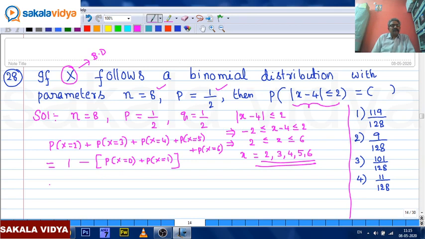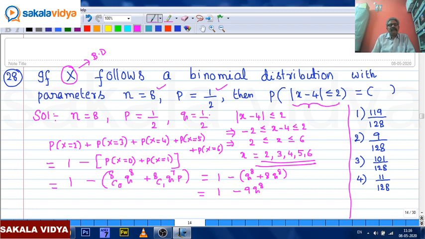This is better. So this will be 1 minus the probability of x equal to 0, which means n is 8, 8 C naught q to the power of 8, plus 8 C1 q to the power of 7 into p. 8 C naught is 1 only, q power 8, plus, actually p equals q, understood now. This will be q power 8 only, 8 q power 8. This is 1 minus 9 q power 8. Q is equal to 1 by 2. So this will be 1 minus 9 by 2 power 8.